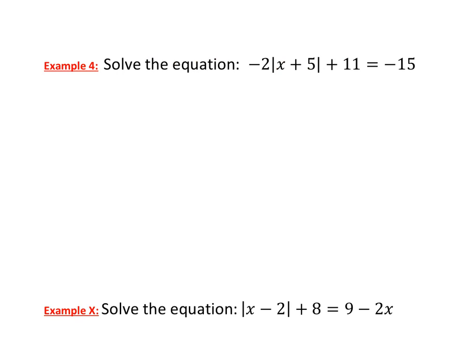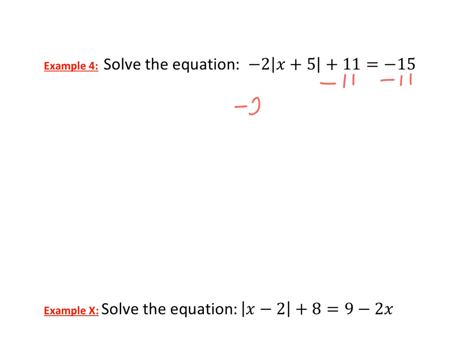Okay, example 4 is a little bit harder. Notice this time we have stuff outside the absolute value bars. So I often describe this as like a peanut shell. We can't get to our peanut, which is the stuff inside the bars, without getting rid of the shell. So we have to get rid of the stuff outside the bars first before we can break it apart. So the first thing I will do is reversal of operation. So I'll subtract 11.